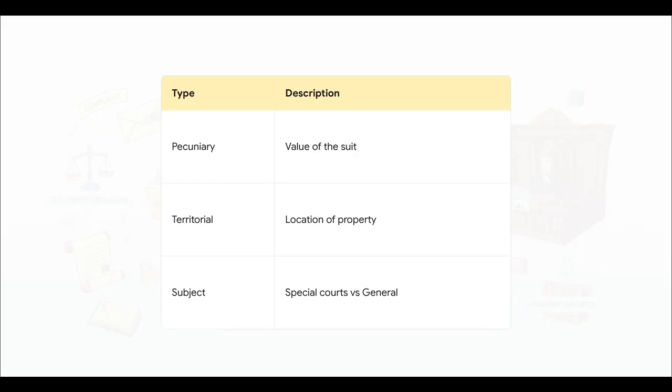But here's the thing. You can have a totally valid cause of action, but if you walk into the wrong courtroom, yeah, your suit is dead on arrival. You have to satisfy 3 pillars of jurisdiction. First up, pecuniary jurisdiction. Basically, is the financial value of the suit appropriate for this specific court's grade? Second is territorial jurisdiction. Does the property actually sit within this court's geographical boundaries, or did the cause of action even arise here? And third, subject matter jurisdiction. Is this a general civil dispute, or is it reserved for a special tribunal, like a family court? If you want to proceed, you absolutely must align all 3.